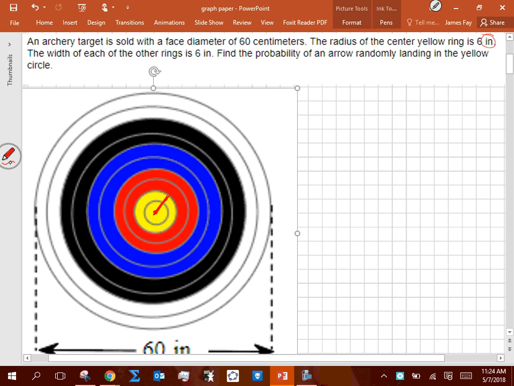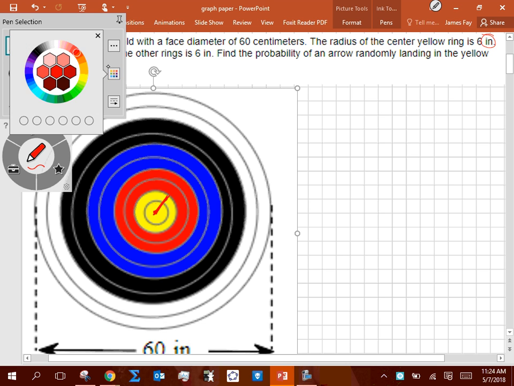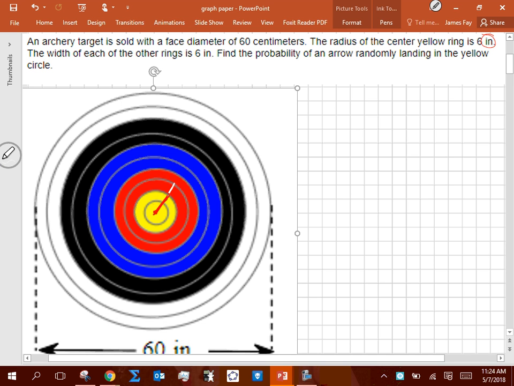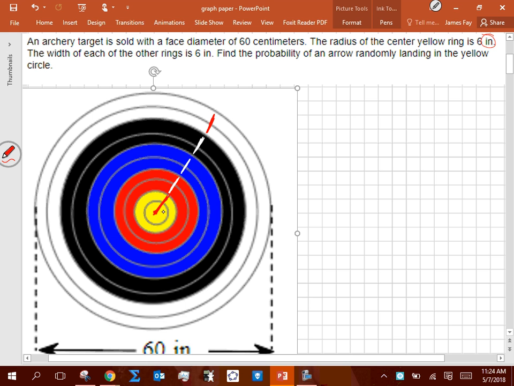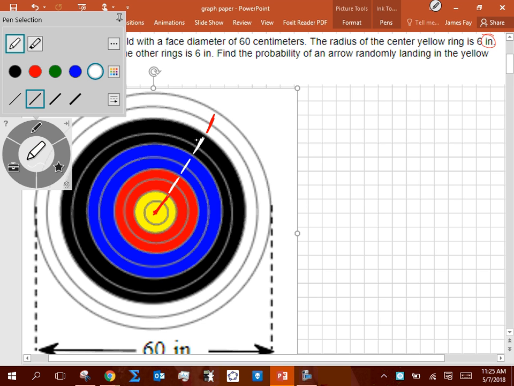Let me get a different color here. All right, so that is also 6 inches. That is also 6 inches. That is also 6 inches. And then they're saying that is 6 inches. Okay, so we've got 1, 2, 3, 4, 5 of those that are 6 inches. Does that make sense? So if there's 5 of them that are 6 inches, what is that total distance?